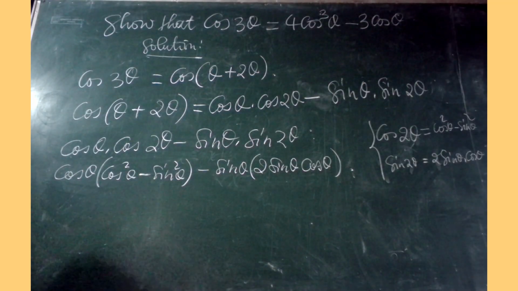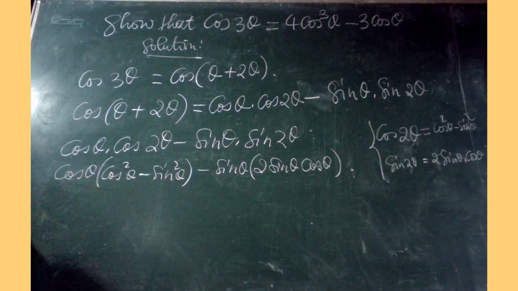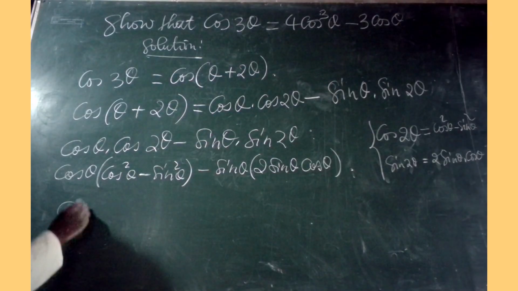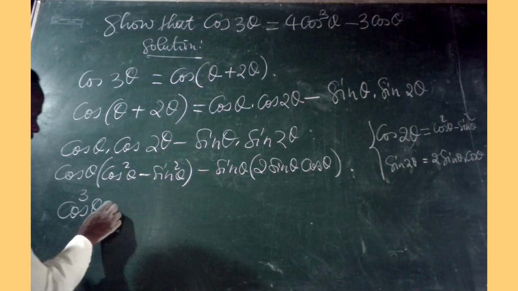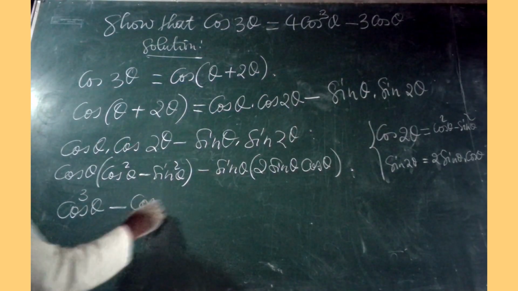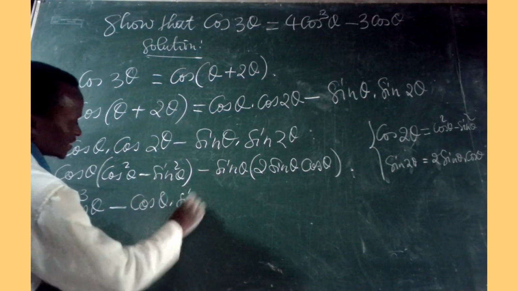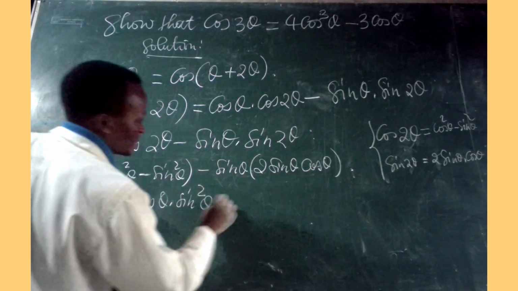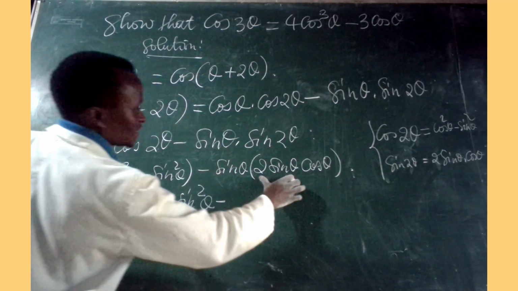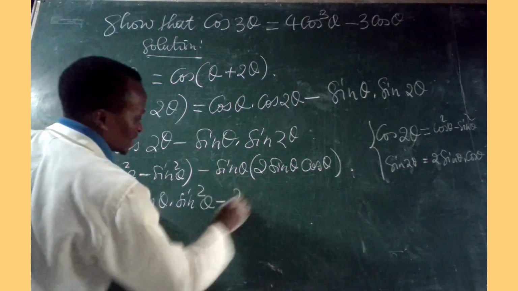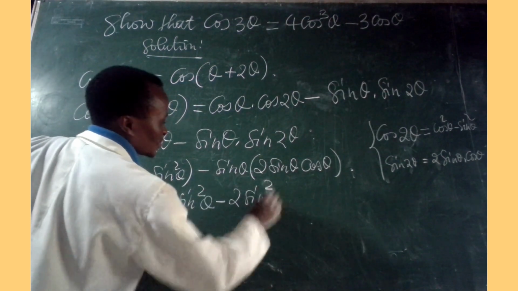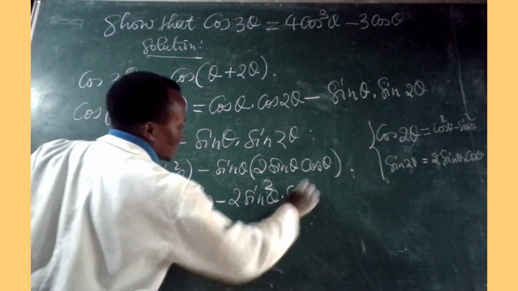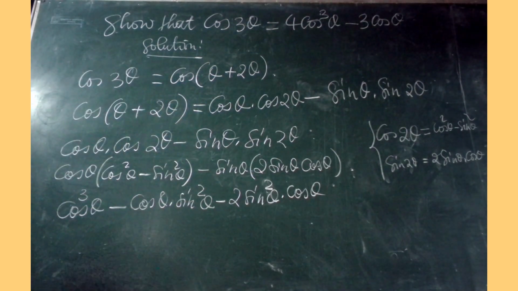Now let us continue. This will be equal to cosine power 3 theta minus cosine theta times sine square theta, minus, this to that one, 2 sine square theta times cosine theta.